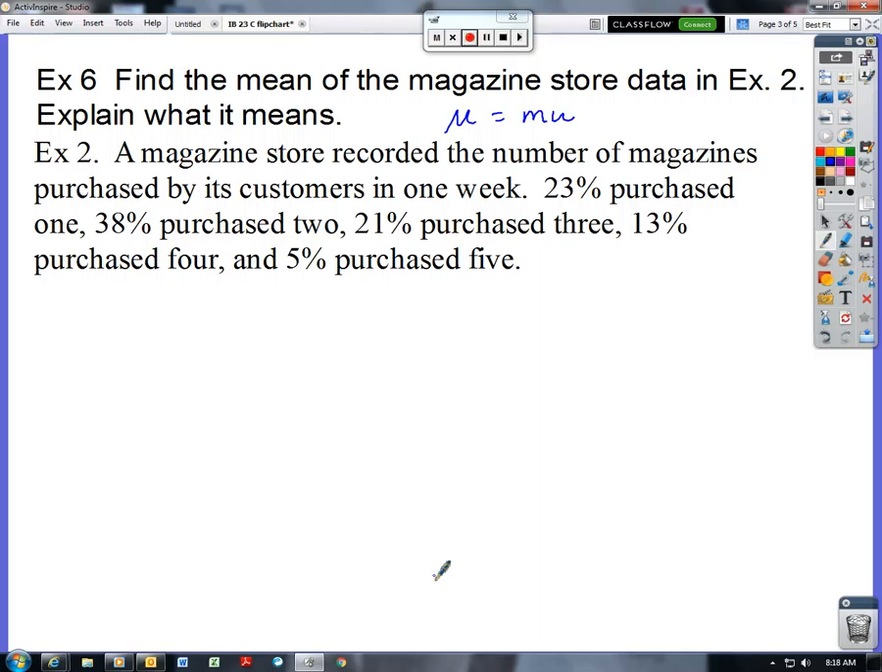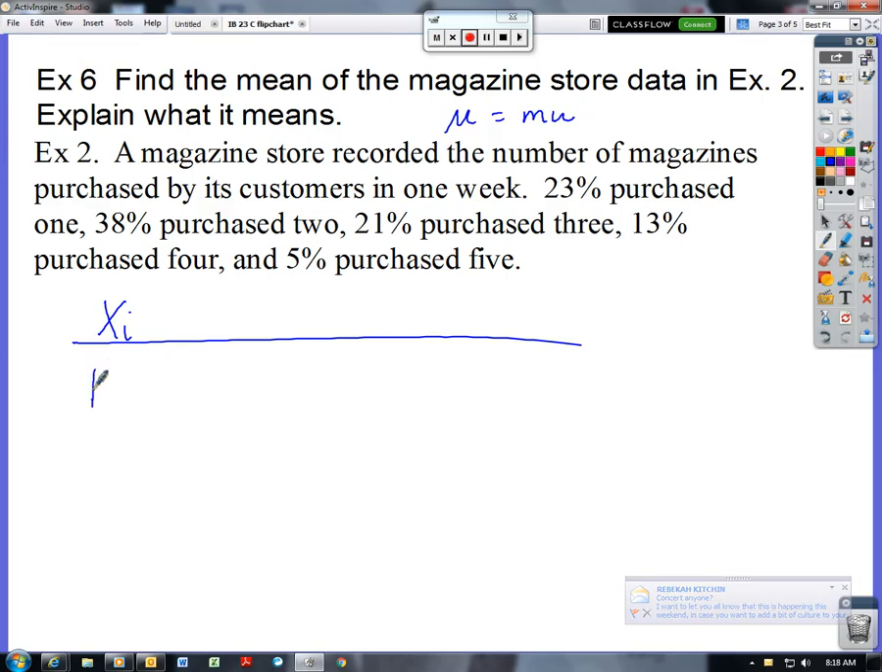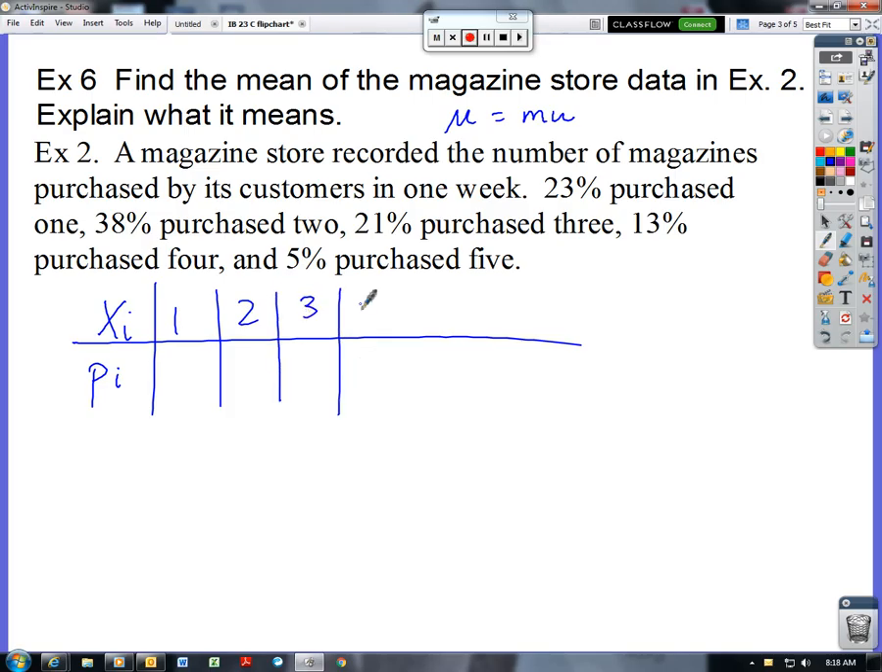So what I'm going to do is go back in my notes here and bring up the results that we got when we did that problem. So here are the number of magazines purchased, and then down here we figured out the probabilities. Well, heck, they're just right here. It's just the decimal form. Don't even have to rethink this.